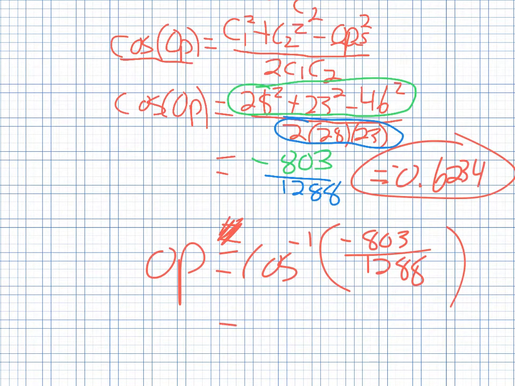So the other option is go cos to the -1 bracket, -0.6234. You can do that as well. Either one of those will give you the opposite angle.